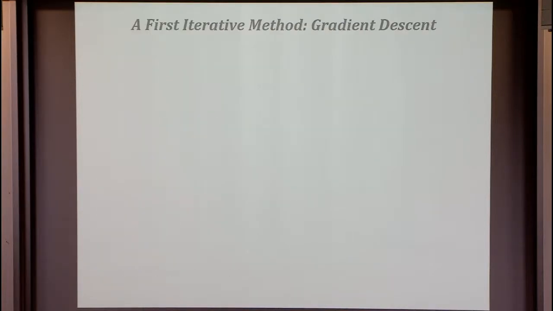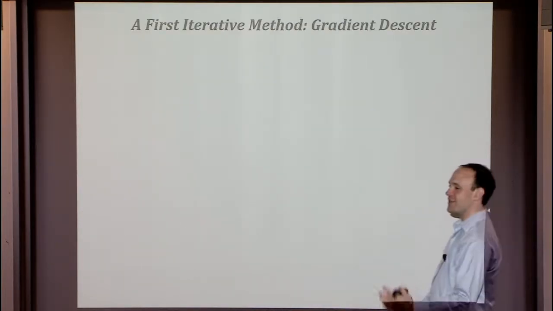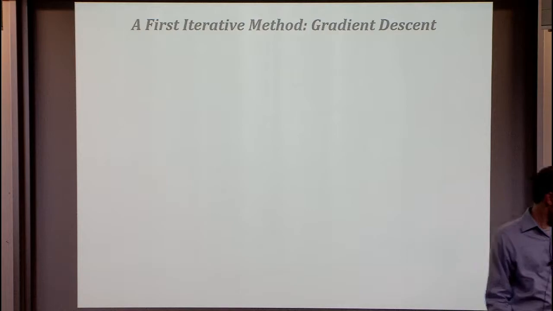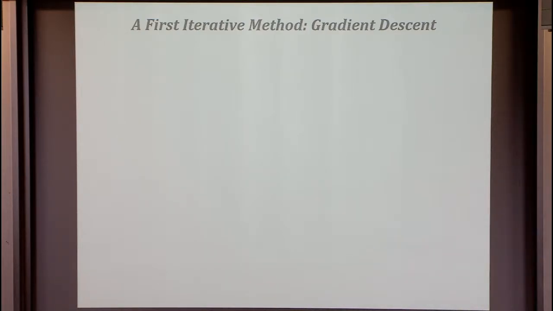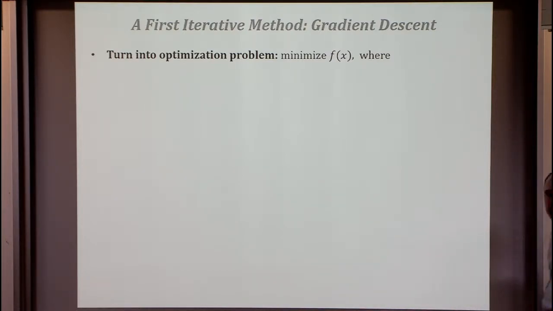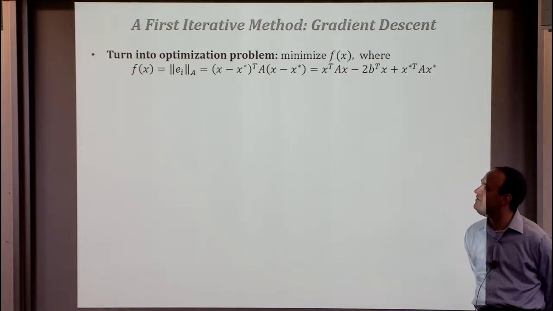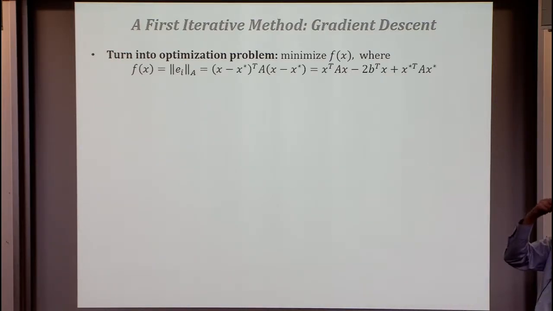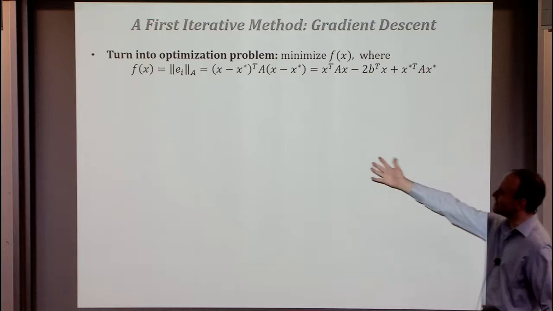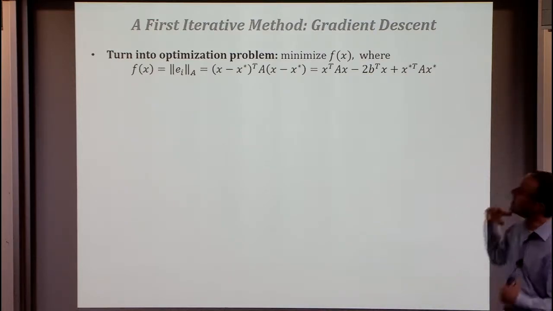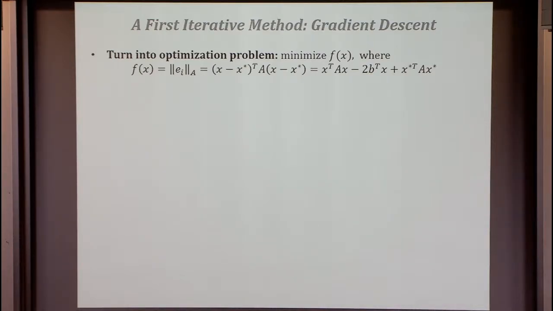Okay, good. So let's start with our first iterative method, and then we'll see how to improve it. The first iterative method we're going to look at is just gradient descent, and that one we know. We're going to turn our linear system solve into an optimization problem. Our goal is to minimize f of x, where f of x is our error in a norm squared. At least I'm consistent. We're going to take the error, square it, and use that as our objective function.